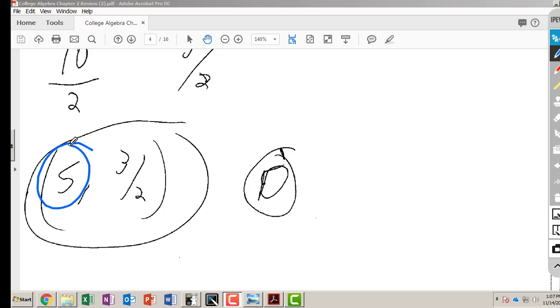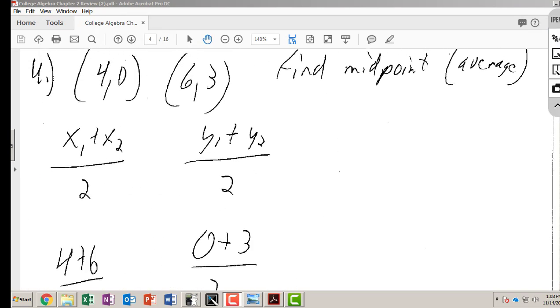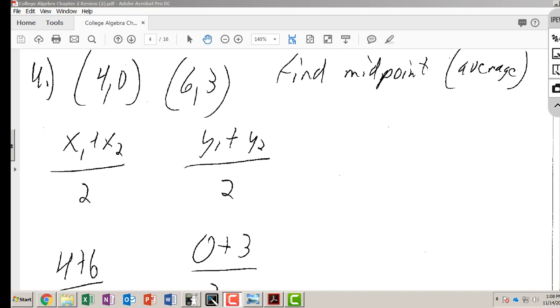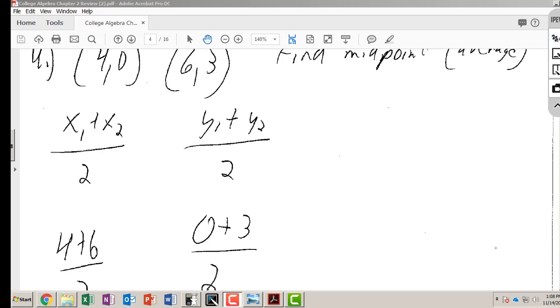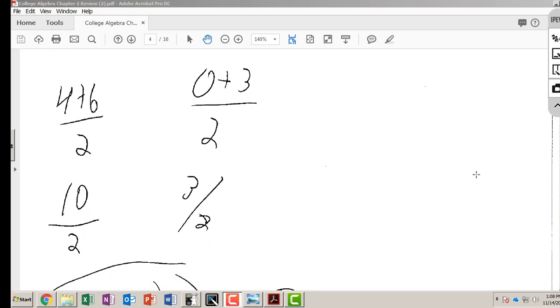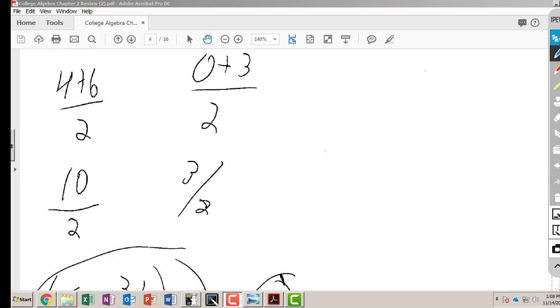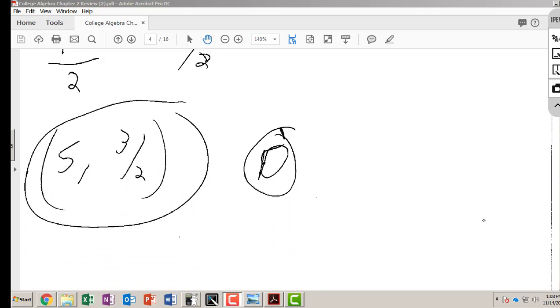Okay, now looking at the y values. It says I've got to add my y's together. So here's my two y values, 0 and 3. I substitute those in, 0 and 3. And then I'm going to divide by 2. So 0 plus 3 is 3. And 3 divided by 2 is going to give me that answer of 3/2.